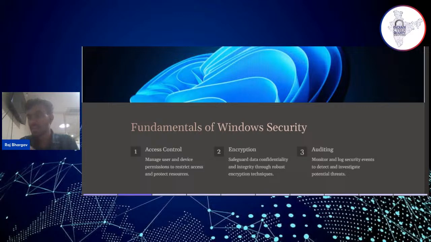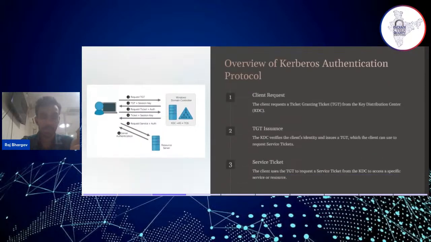Encryption: we should encrypt the data with robust encryption protection, so that even if the data gets breached, no one should be able to read it. Auditing: we need to audit all the logs and monitor the system and network, so that if any malicious activities are going on, you can stop them.